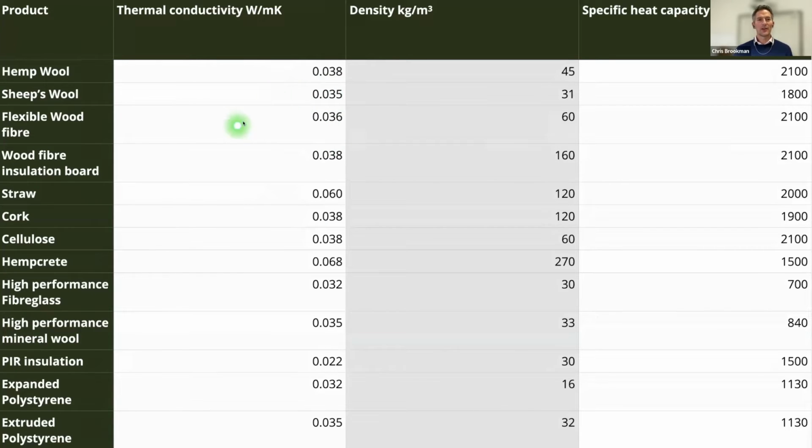So when we're looking at insulations, this column, thermal conductivity, is the main one.